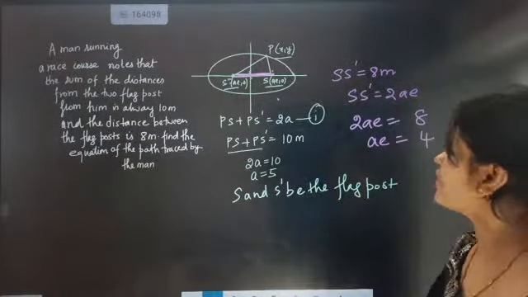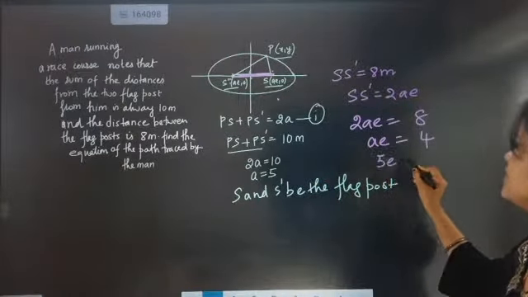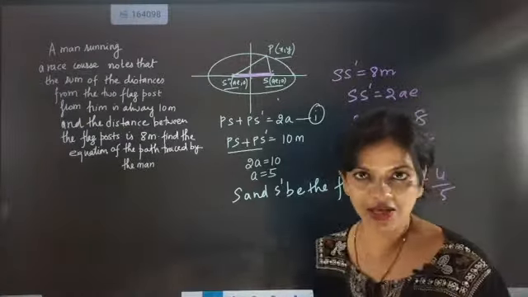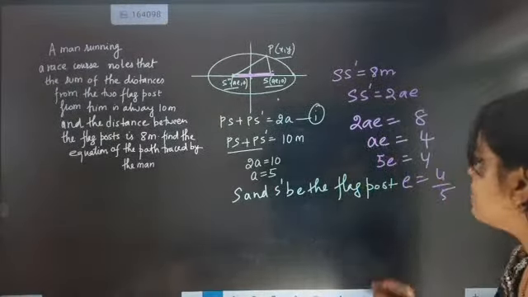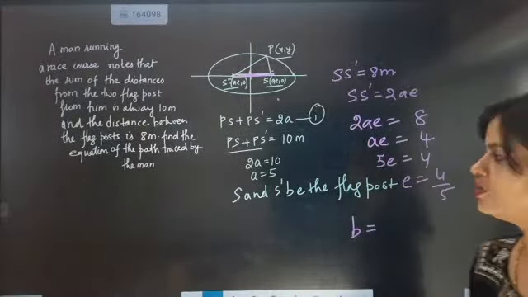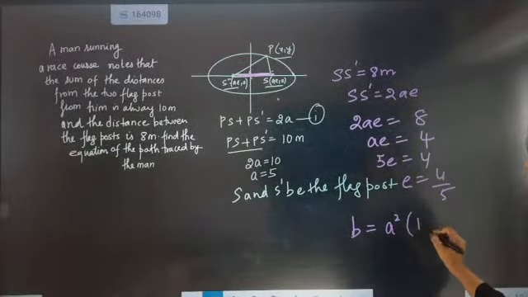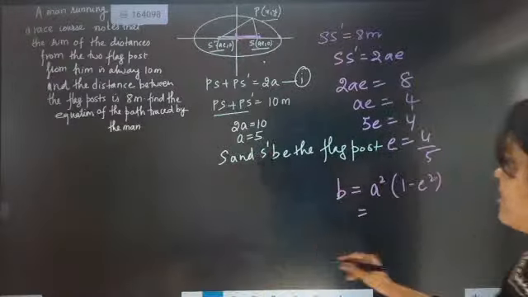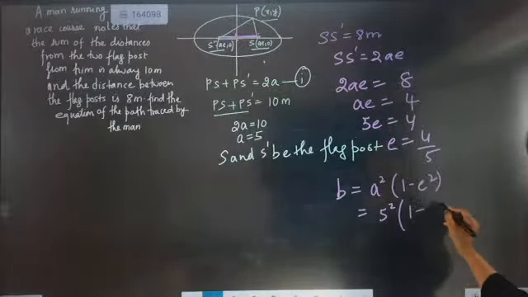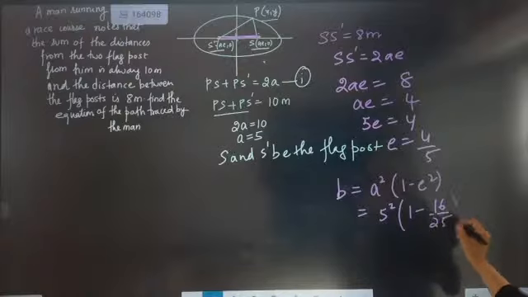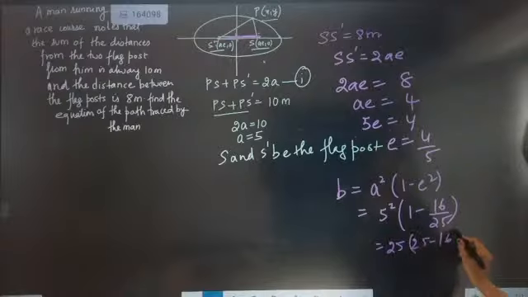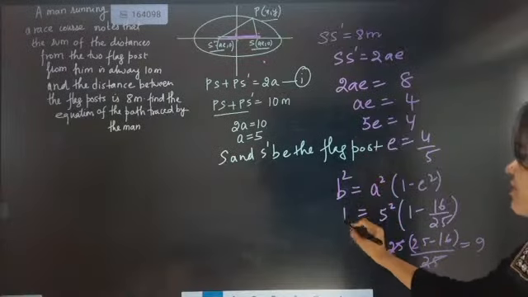Now a is coming as 5, so 5e is equal to 4, so e will be equal to 4 by 5. You got the e value, you got the a value. Now you only have to find the b value. You know that b squared is a squared times (1 minus e squared). So b squared will be 25 times (1 minus 16 by 25), that is 25 minus 16, the 25 cancels, it is coming as 9. So b squared is coming as 9.